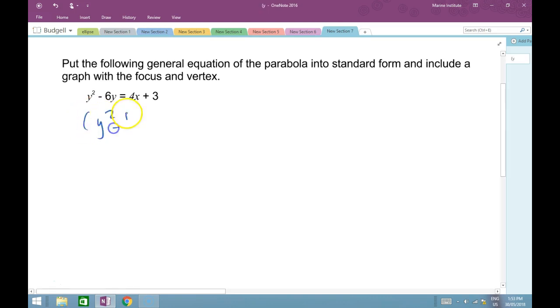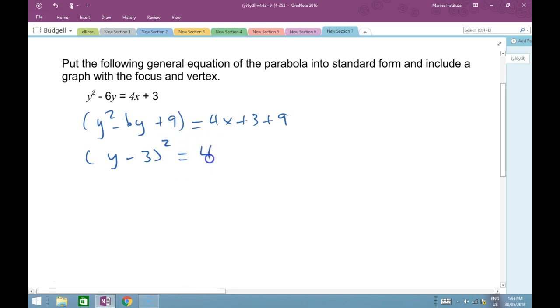Half of negative 6, squared, is positive 9. We added 9 to the left-hand side, so we have to add 9 to the right-hand side. This gives us y minus 3 squared equals 4x plus 12.